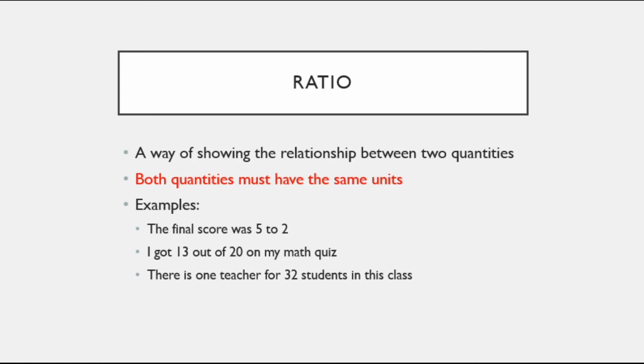If you're talking about a test, 13 marks out of 20 marks, that's comparing your score to the total marks available. But what if you talk about one teacher in a class with 32 students? How are those the same thing? Well, you can stretch it a bit. We're all people. 1 to 32 is the ratio of teachers to students when we're all people.